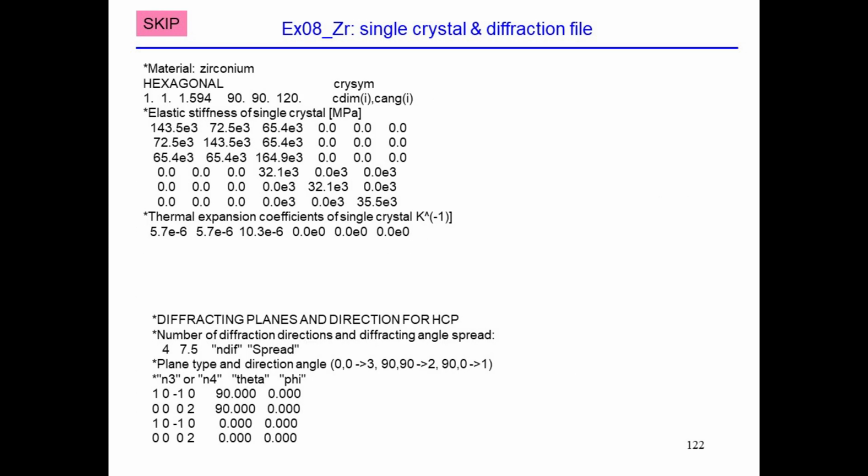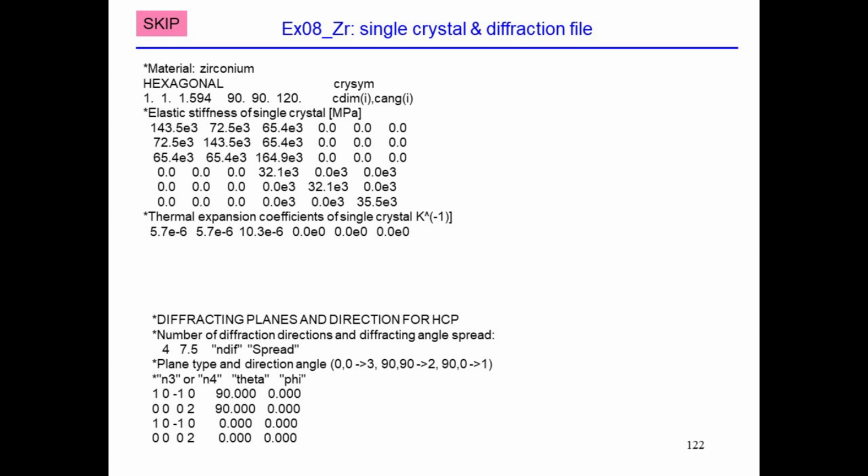Again, the only part of the single crystal file that matters here is this first 10 or 12 lines, really. Just the symmetry, the elastic constants, and the thermal expansion coefficients. As you can see, these thermal expansion coefficients for zirconium are very anisotropic. It says that in the basal direction they are 5.7, but along the z-axis they are 10.3.